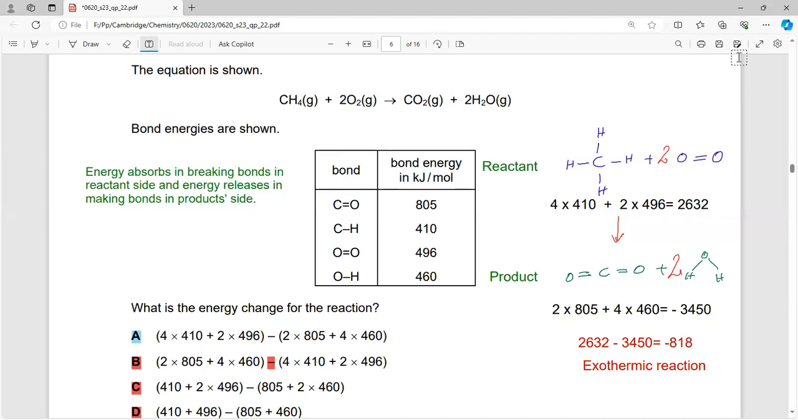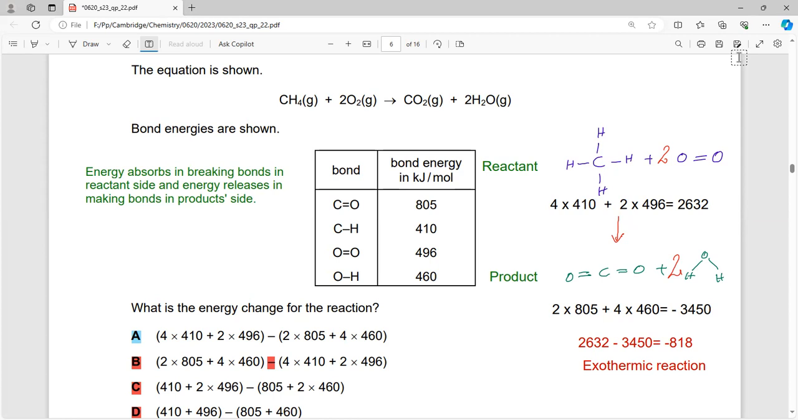What about the product side? The carbon dioxide contains 2 bonds of oxygen and carbon. So that will be 2 multiplied by 805. And in the same way, there are 2 water molecules, and each water molecule contains 2 oxygen-hydrogen bonds. So in that way, that will be a total of 4. So 4 multiplied by 460, the answer is 3,450, and this is our energy release.